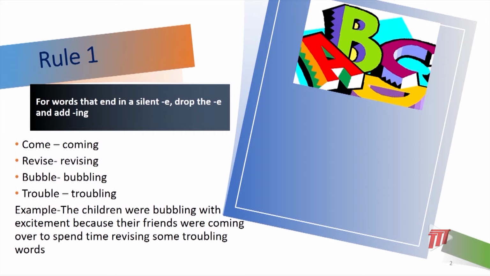C-O-M-E, we drop the E and we add ing to give C-O-M-I-N-G. The same happens for the word revise, bubble, and trouble. Remember, when adding ing to words ending with the silent E, we drop the E and then add ing.